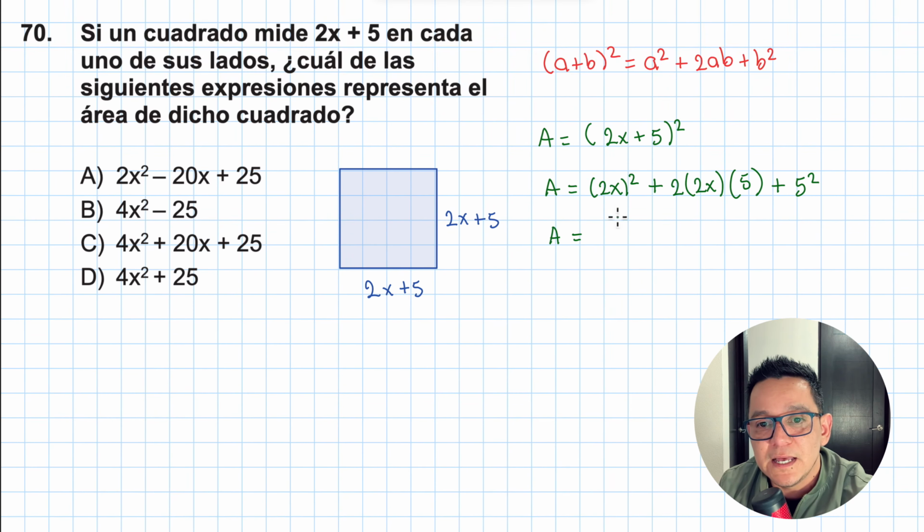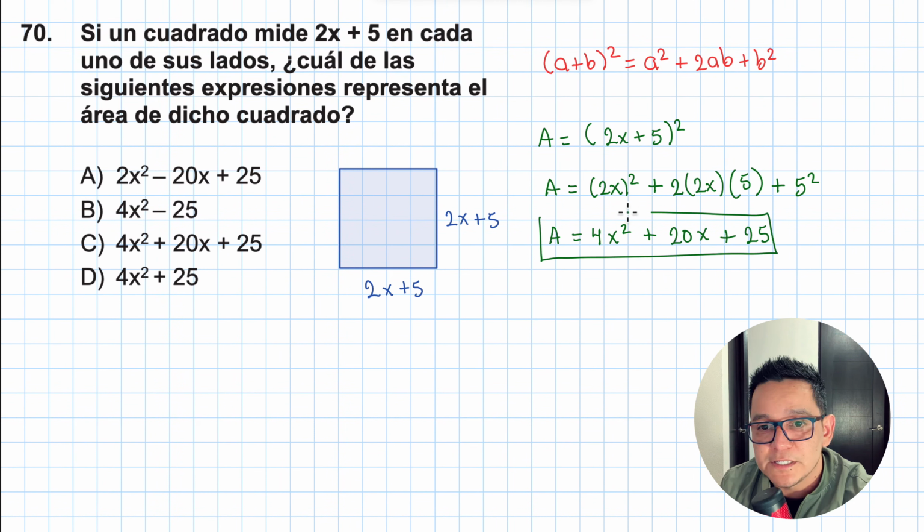So I get that the area is equal to 2 squared, that's 4x squared. We write it plus 2 times 2, and 4 times 5, that's 20x, right? And then this is plus 5 squared, which is 25. All right. Now we have the algebraic expression that represents the area of our square.